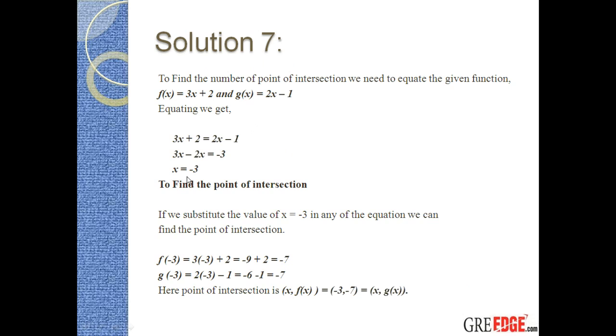So if you equate both the y coordinates, 3x plus 2 is equal to 2x minus 1, you can solve and get x is equal to minus 3. So you have the x coordinate for the point of intersection. Then to find the y coordinate, you have to substitute that in one of the equations. In any of the equations, you will get minus 7 only in this case. So f of x is 3x plus 2, put x as minus 3, you will get f of x is equal to 3 into minus 3 plus 2, that is minus 9 plus 2 is equal to minus 7.